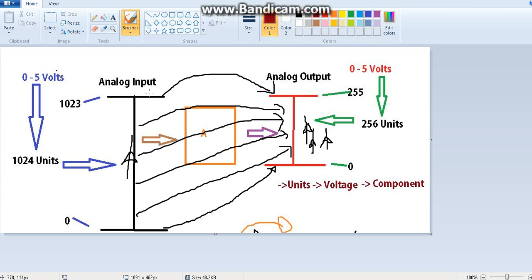So when we come to the picture again, this was the previous scenario, right? Now what should happen is, here at 1023, I'm taking, let's say, purple. 1023 means the variable resistor is in the highest position, 5 volts input. Now we should give 0 as output, 0 voltage. So the analog value is 0, so we should go here.